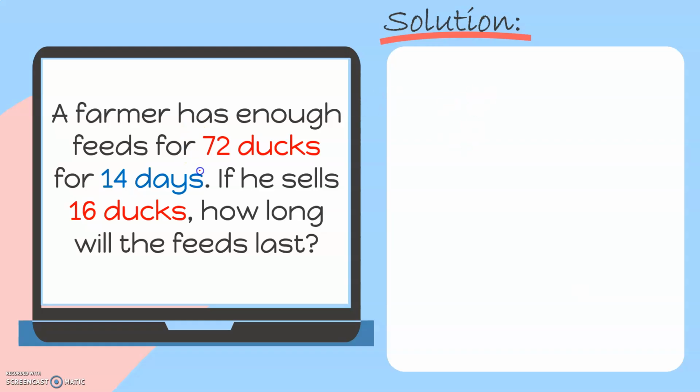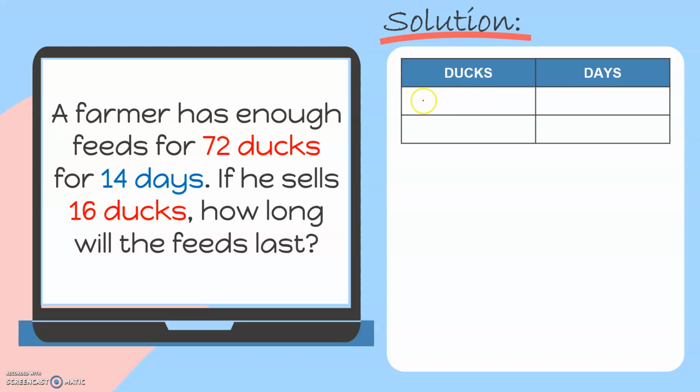Let's have another example. A farmer has enough feeds for 72 ducks for 14 days. If he sells 16 ducks, how long will the feeds last? Let's start our solution with a table like this. It is given that the farmer has 72 ducks and he has enough feeds for those ducks for 14 days. Now we are asked to find how long will the same amount of feeds last if he sells 16 of his ducks. Okay, so we put n under the days because this is the question being asked.